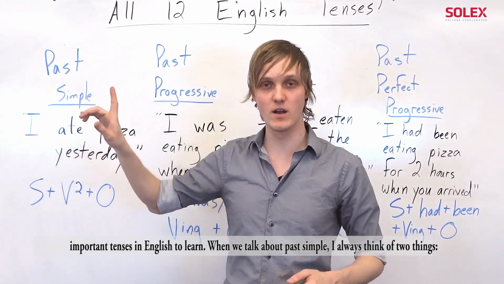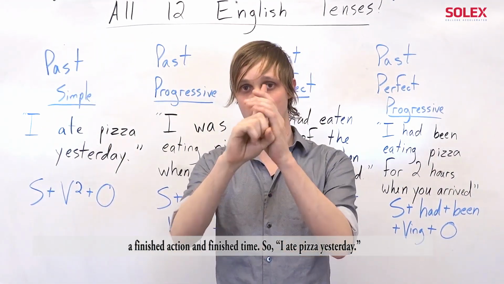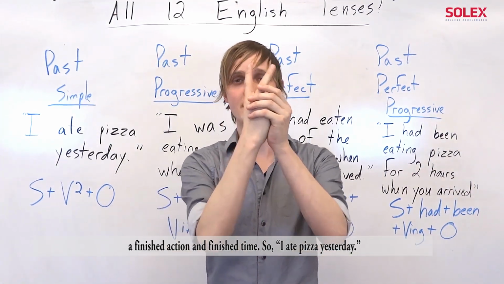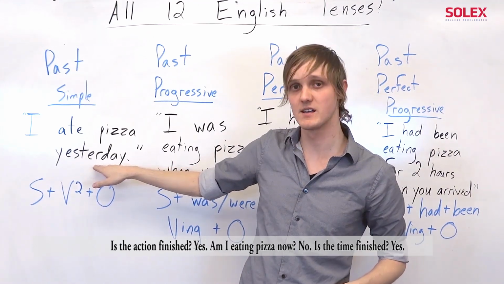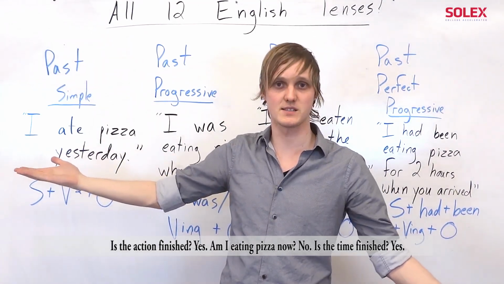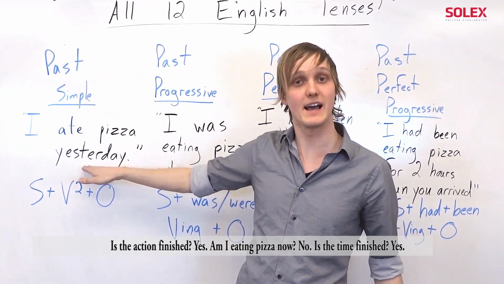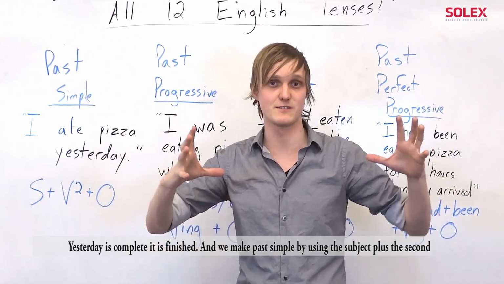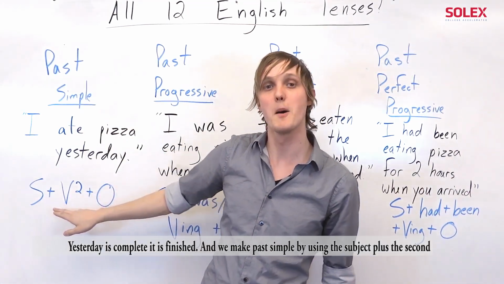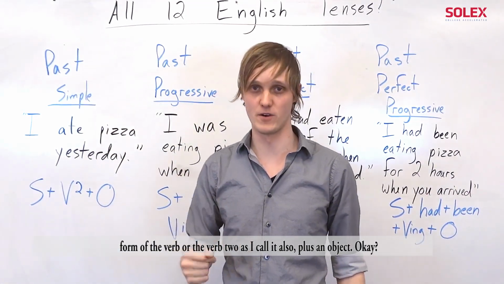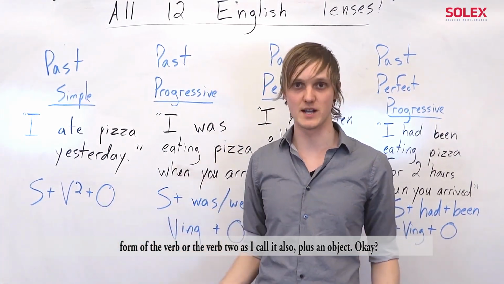When we talk about past simple, I always think of two things: a finished action and finished time. So, I ate pizza yesterday. Is the action finished? Yes. Am I eating pizza now? No. Is the time finished? Yes. Yesterday is complete. It is finished. And we make past simple by using the subject plus the second form of the verb, or the verb 2 as I call it also, plus an object.